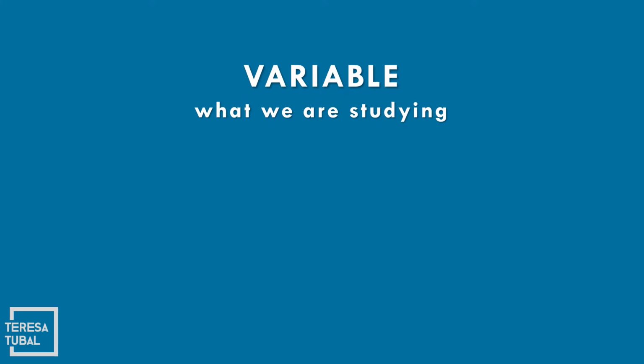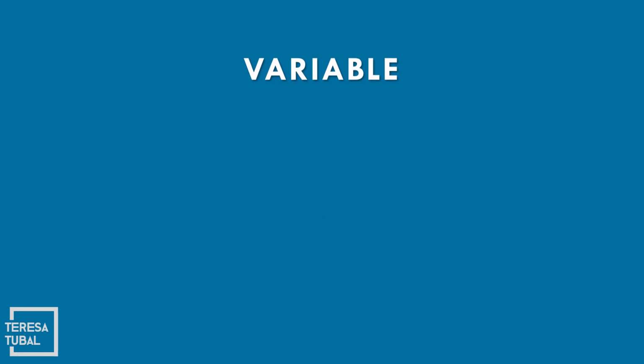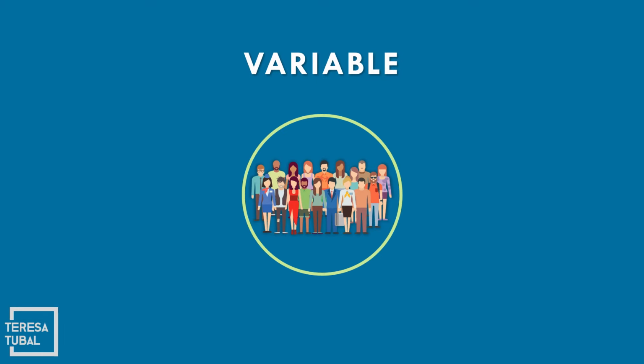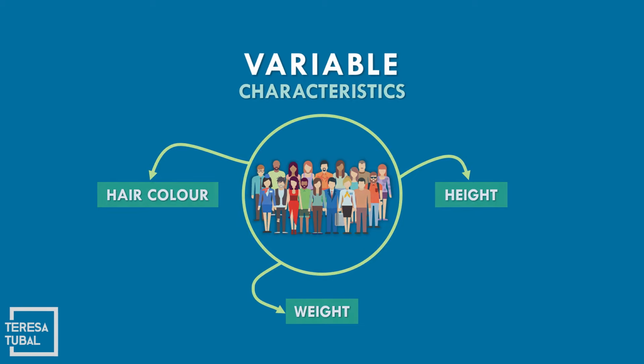In statistics, what we examine is the variable. What we are studying, that is measurable, countable, and categorized. When we talk about people, they are different in height, hair color, and weight. These are all variables. Variable represents characteristics. What we study, it varies in each individual.